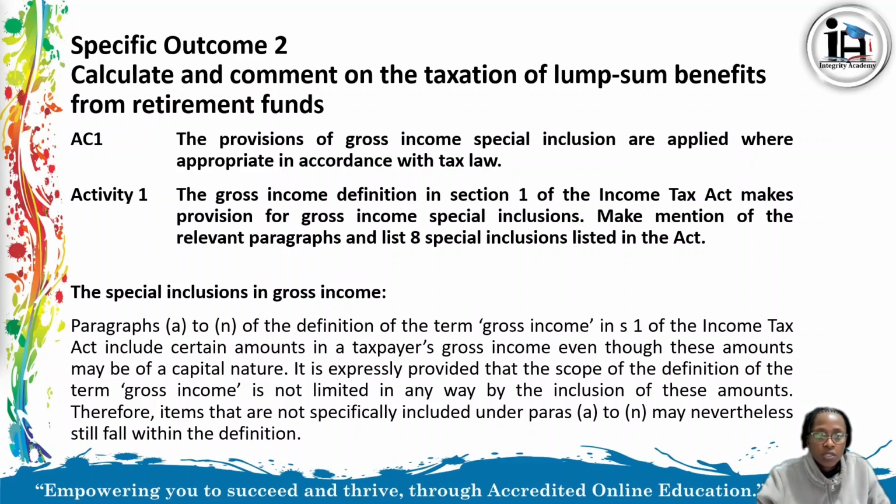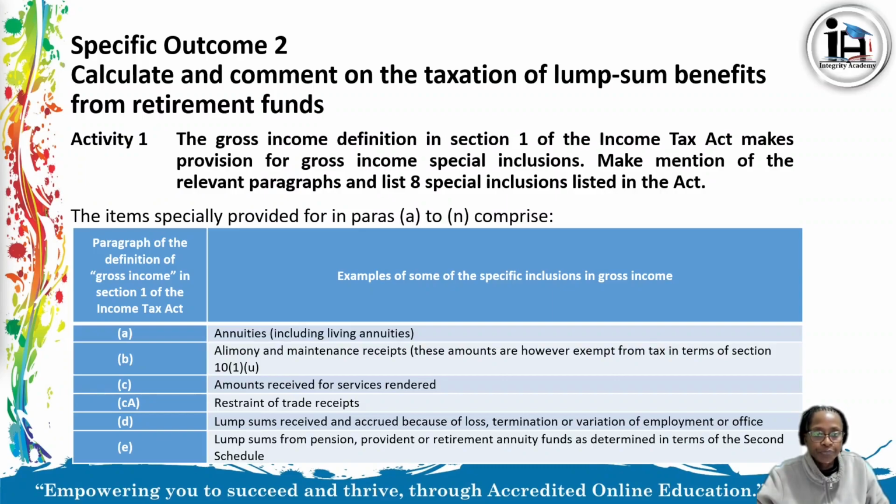The special inclusions in gross income. Paragraphs A to N of the definition of the term gross income in section 1 of the Income Tax Act include certain amounts in a taxpayer's gross income, even though these amounts may be of a capital nature. It is expressly provided that the scope of the definition of the term gross income is not limited in any way by the inclusion of these amounts. Therefore, items that are not specifically included under paragraphs A to N may nevertheless still fall within the definition.